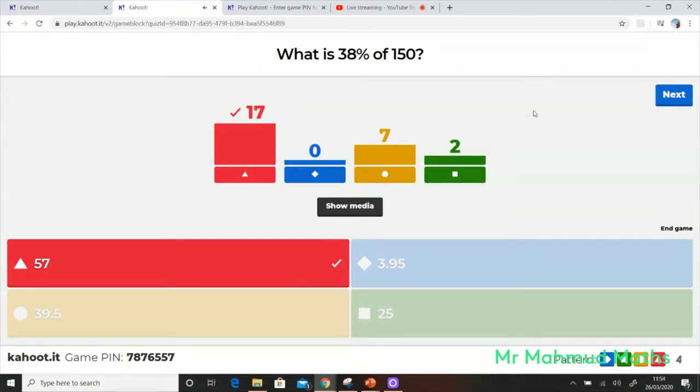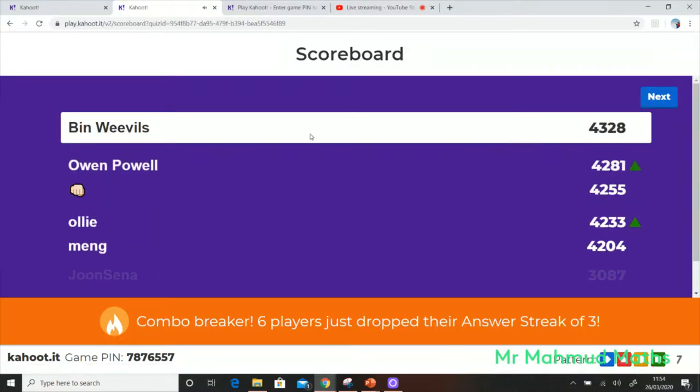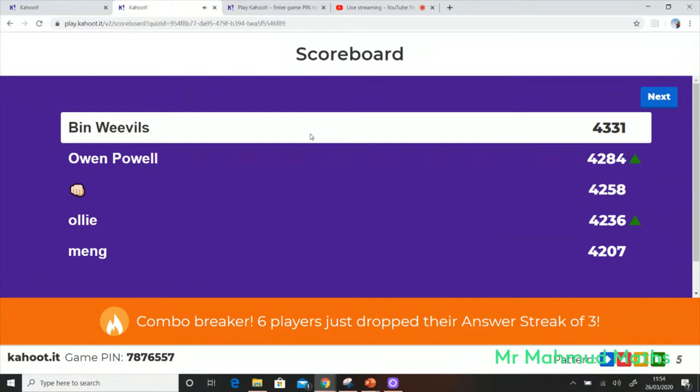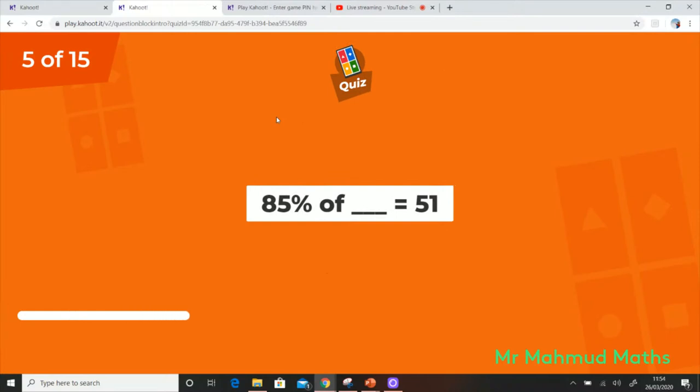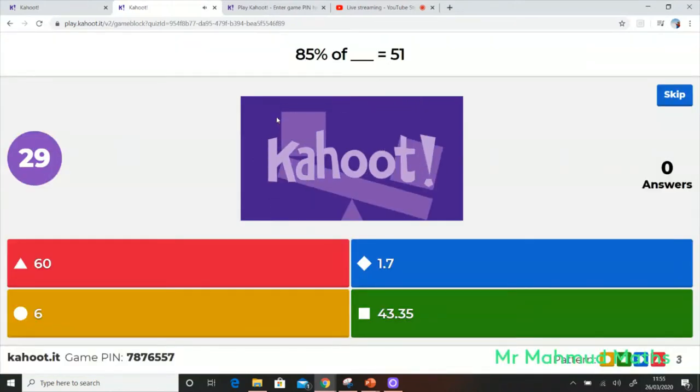57, 38% of 150. Okay, next question. Let's have a look who's on the top now. Owen Powell has moved on to the second position. Is that the real Owen Powell or is it a fake one? 85% of an amount is 51. Getting trickier.